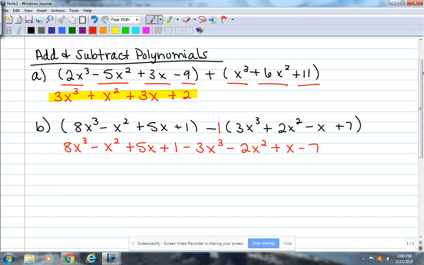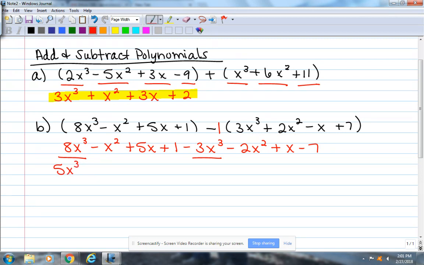8x squared cubed. All right, so the x to the third is x cubed. So I got this one, and this one I have x to the third power. So combine their coefficients. What's 8 minus 3? 5. So that's 5x to the third.